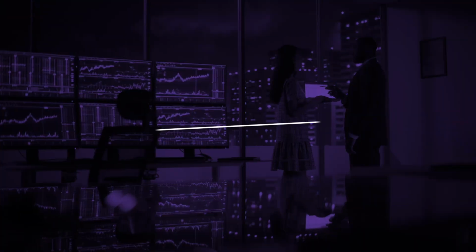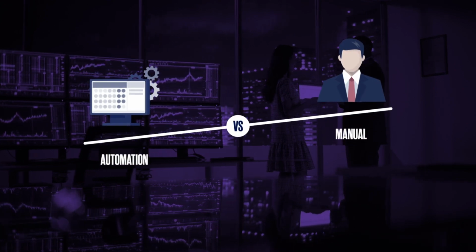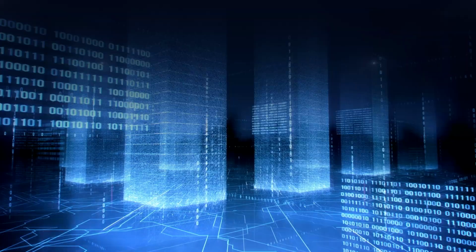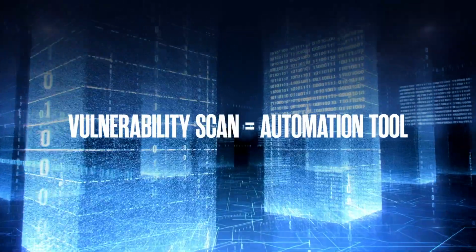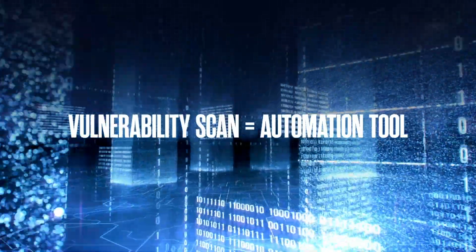The differences between a vulnerability scan and a pen test are many, but the main one is automation versus the manual, the actual human testing. The key takeaway is that a vulnerability scan is an automation tool, and it will do what the program is designed to do. It will look for vulnerabilities that it was told to look for.